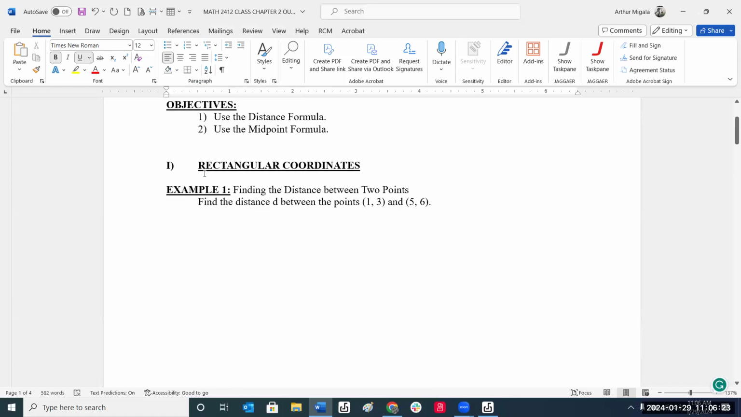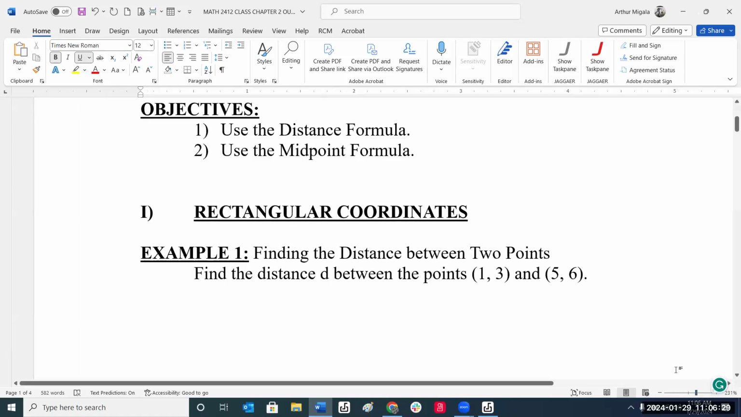Did we talk about the distance formula last time? We didn't. Did we talk about the slope formula? Oh, okay. We have to start with the basics.